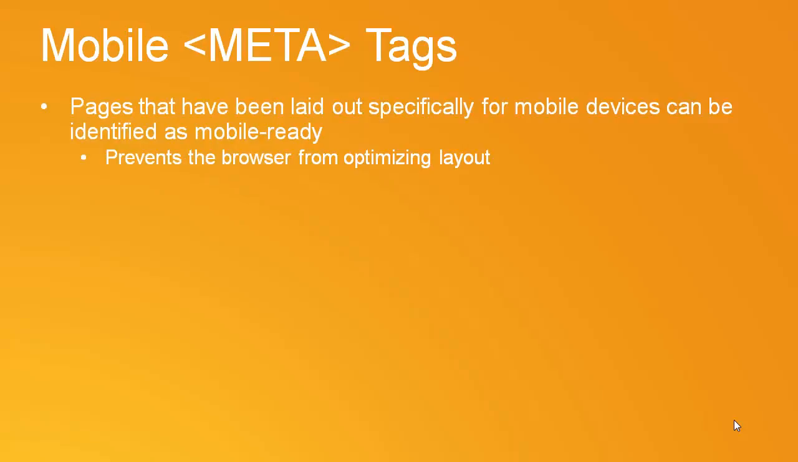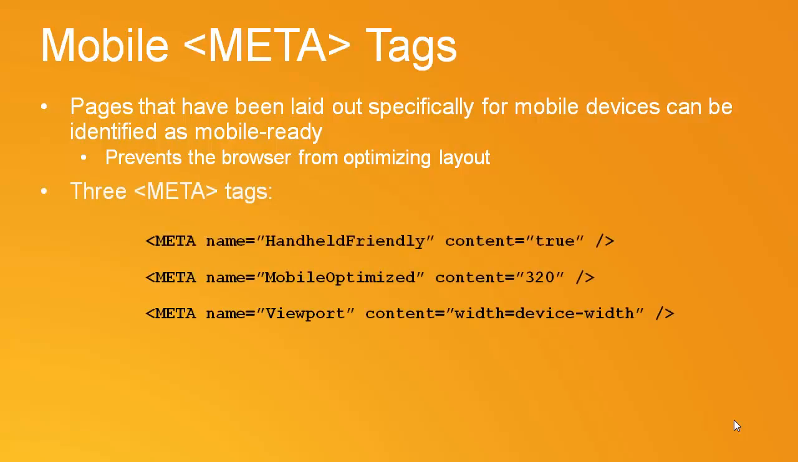This mobile tag prevents the browser from optimizing the layout, so that you can optimize it yourself, or at least provide some help to the browser in terms of how it handles your content. There are three meta tags that do this: the handheld friendly, the mobile optimized, and then the viewport itself, which you can use to make sure that the experience works. With the content, you can use variables like device width, so that it will take the device width and use that as the viewport.